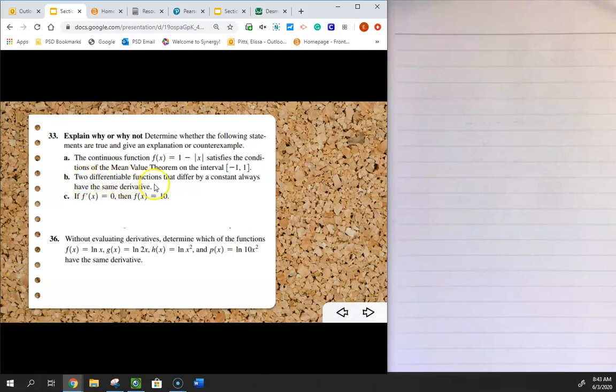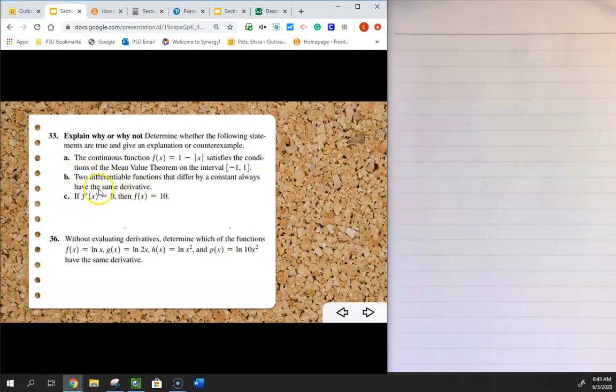B, two differentiable functions that differ by a constant always have the same derivative. That is true. If two functions differ by a constant, they're just a vertical shift up or down. The derivative of the constant, when it's added or subtracted off the end of a function, is 0. So those two derivatives are going to be equal to each other.